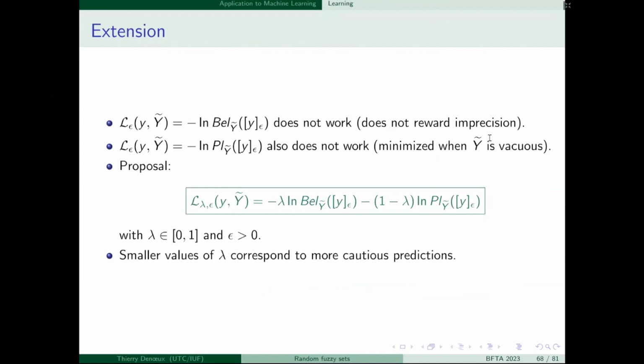Because for the degree of belief to be high, you want the focal sets to be as small as possible, and so it's better when the focal sets are just points. So this doesn't work.